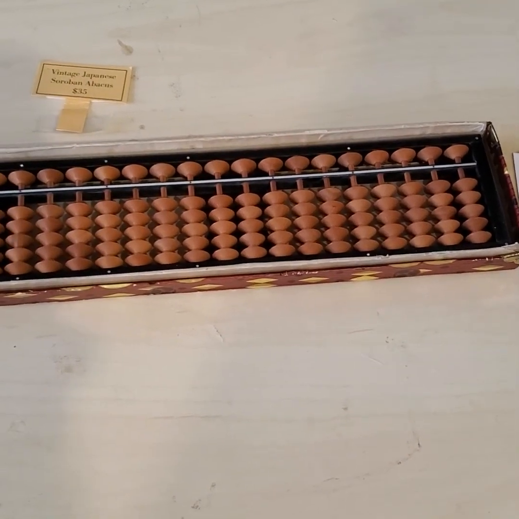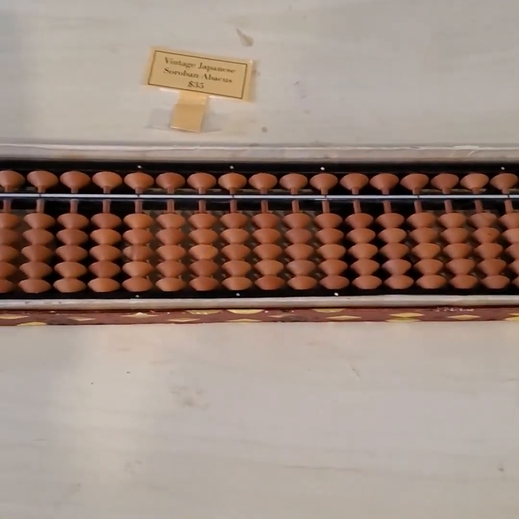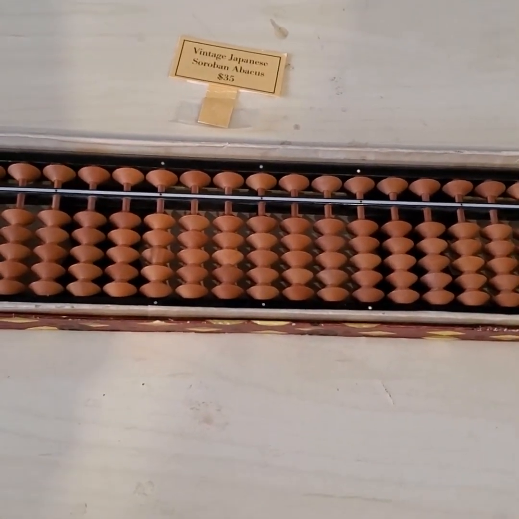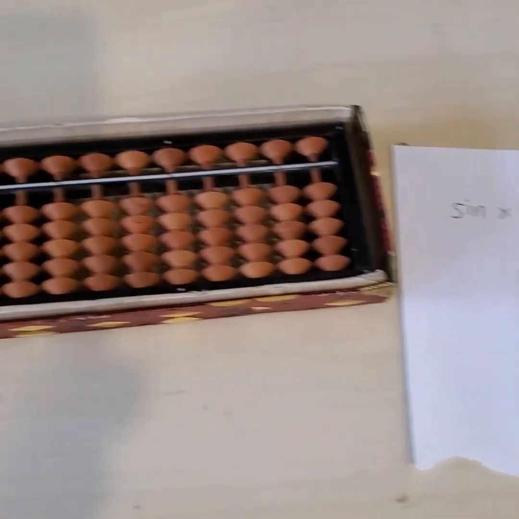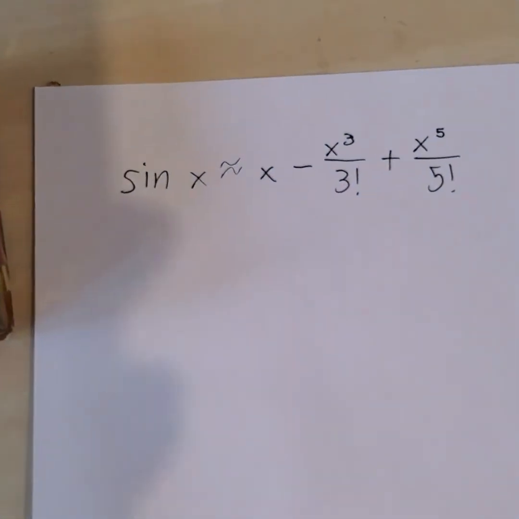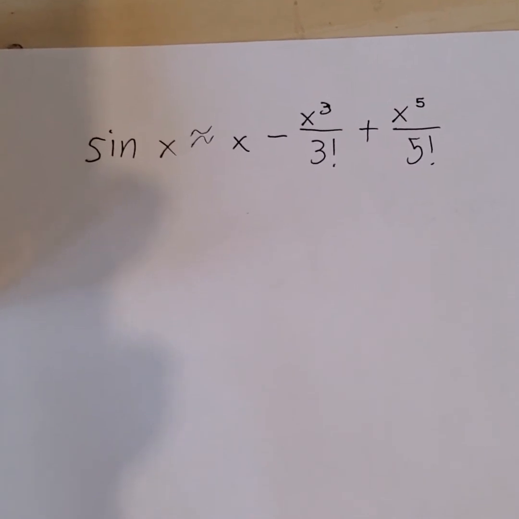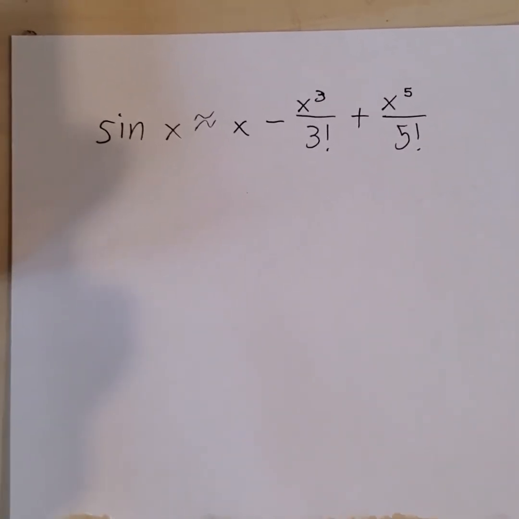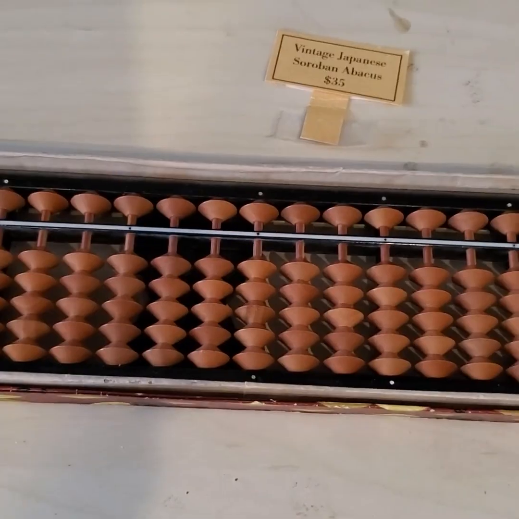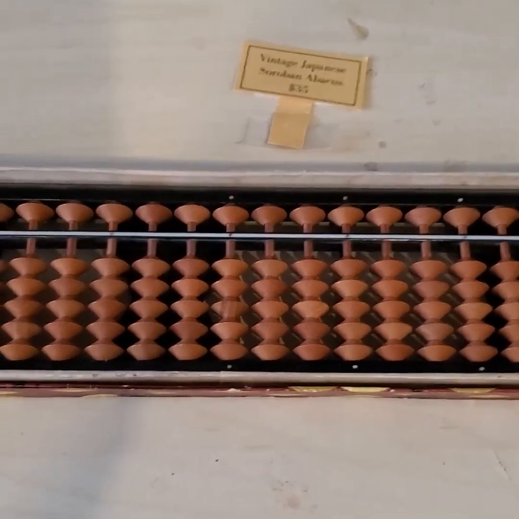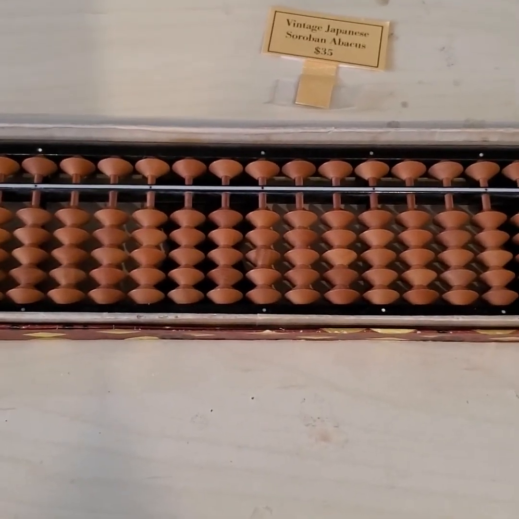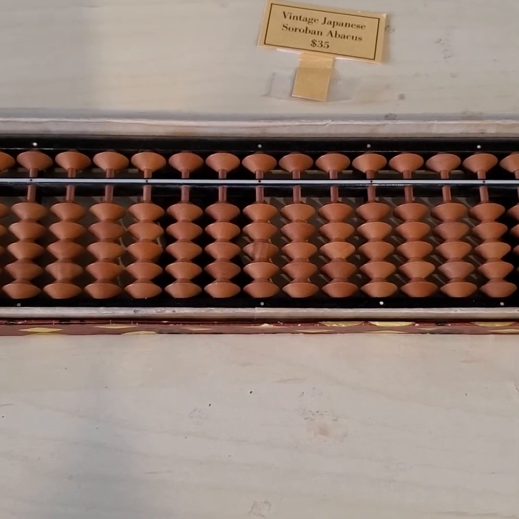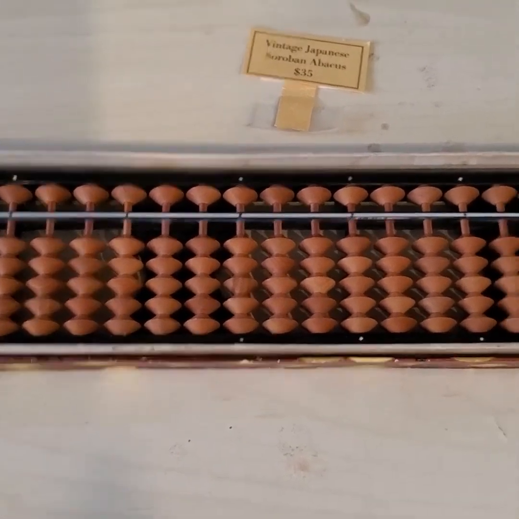I am going to use my abacus to compute the sine of 0.5 radians, and I'm going to show you how that works. To do that, I'm going to take advantage of this, which is the Taylor series of sine. I'm probably only going to use the first two terms for this video to keep things short. I'm going to compute 0.5, and then I'm going to subtract 0.5 cubed divided by 3 factorial, which is 6.